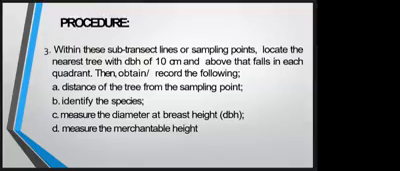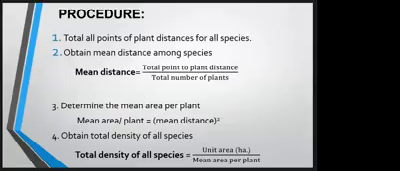Okay, so now we move on to the procedure of computing. So as you can see, the total all points of plant distances for all species. So obtain the mean distance among species. So the total point of plant distance divided by the total number of plants. So total number of plants no is katong mga species. Pila ka buok ang plants nga naa sa imuhang line.